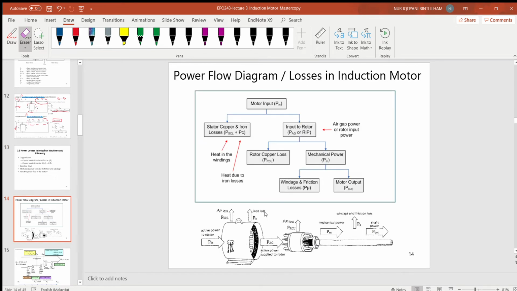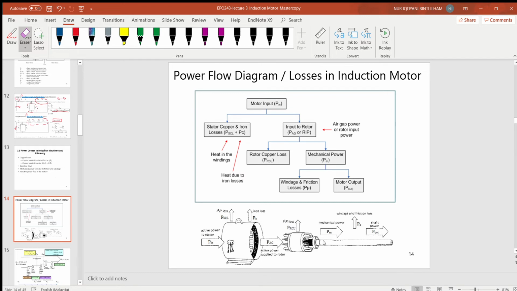So this is the figure of the induction motor that has been separated between the stator and the rotor. At the stator, you will have the P stator copper loss, P core, and between the stator and the rotor there will be a P air gap. At the rotor there will be a P rotor copper loss.